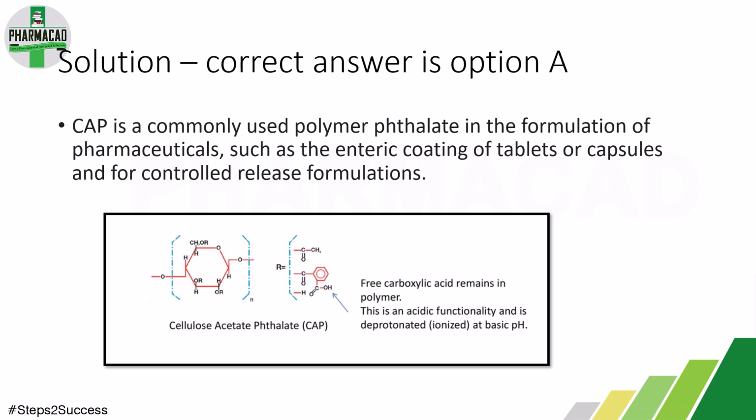As you can see in the slide, the structure of the polymer is present, where you can see that the free carboxylic acid remains in the polymer, and because of the free acidic functionality, it is deprotonated at basic pH. So we all know that enteric stands for enteron, that is intestine, which has a basic pH, while our stomach has the acidic pH. So basically it is an acid resistant tablet, and it is going to release its active pharmaceutical ingredient in the intestine.